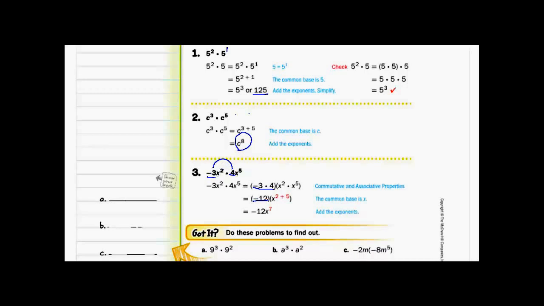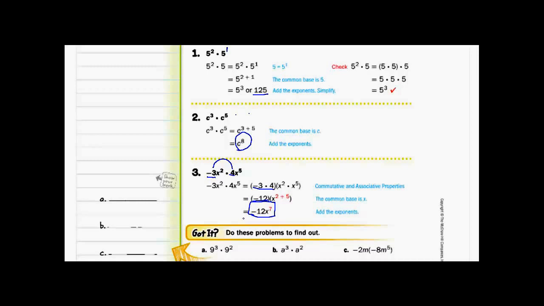The letters are the same. So if the letters are the same, you can simply add the exponents. So we've got 2 x's and 5 x's. That leads me to 7 x's. So my final answer, negative 12 times x to the 7th. Now I want you to try these 3 here under got it. Pause it, try them, and I'll be right back to give you the answer.